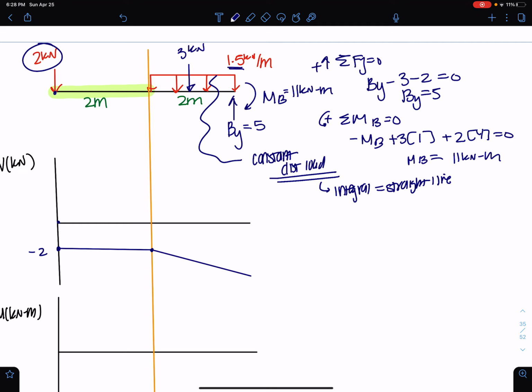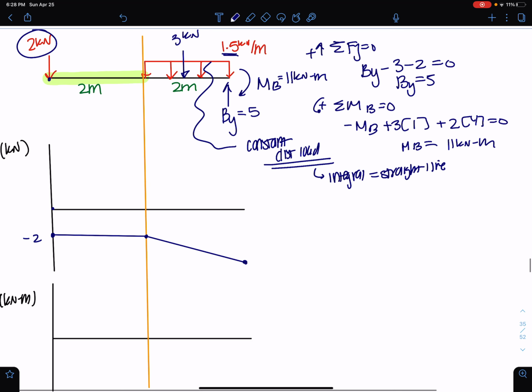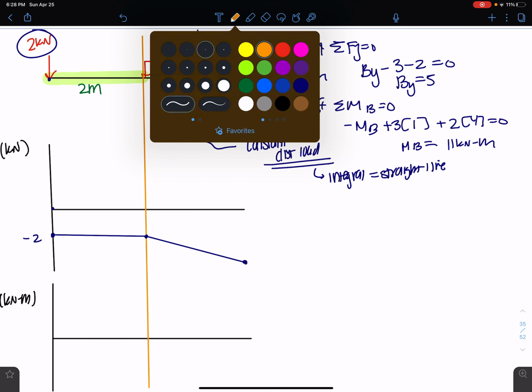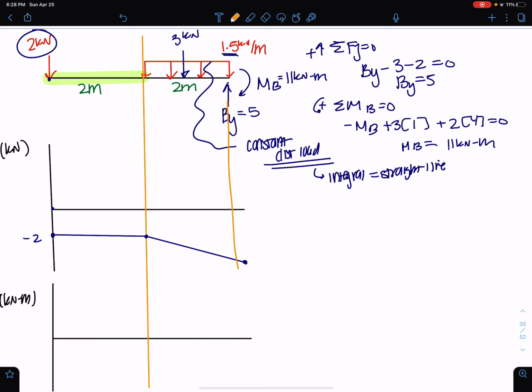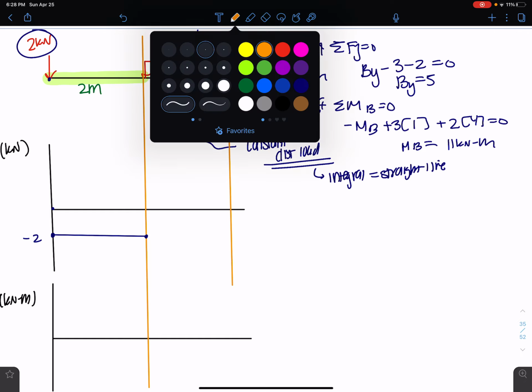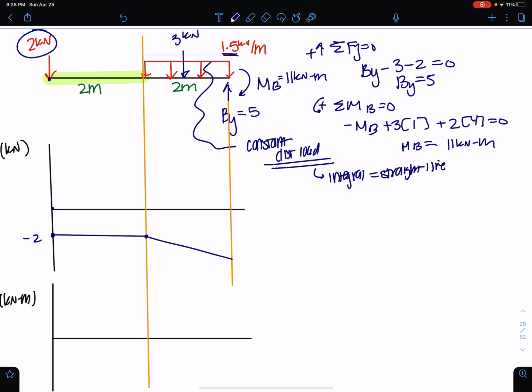to here. And I know that it has to go down too because at the very end at this point, I drew it a little too far, so let me fix this. At this point here, I have to be pushed up, back up to 0 by this 5, right? So this has to end at negative 5 so that the By can push me back up to 0. And this is my shear diagram.